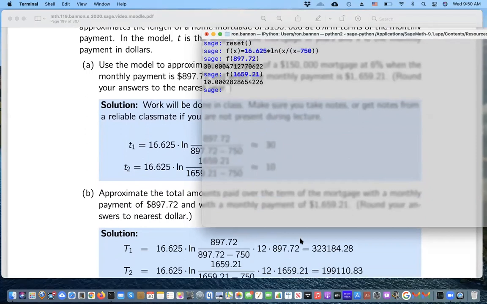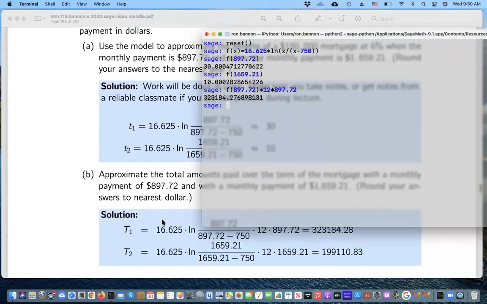All right. So I'm going to say it's f of 897.72. Oops. Star 12. There's 12 months in a year. Times 897.72. And what number do we get? 323184.2. Yep, same number they got there. Do the next one. Let's put that one down for you. I'm just doing some computations over here.